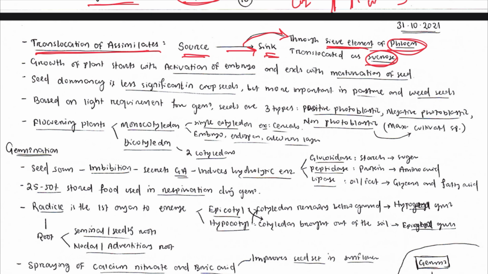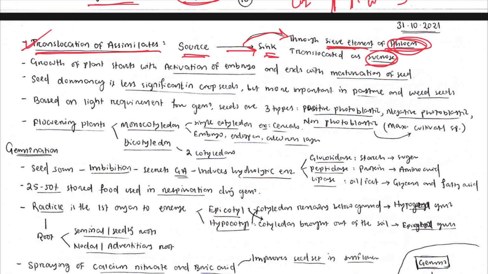So basically you must have read in your earlier classes or in basic courses that xylem and phloem are the vascular tissues. Xylem is basically responsible for water and nutrient uptake and phloem is basically responsible for food translocation. So here the sieve element of phloem is used in translocation of assimilates.